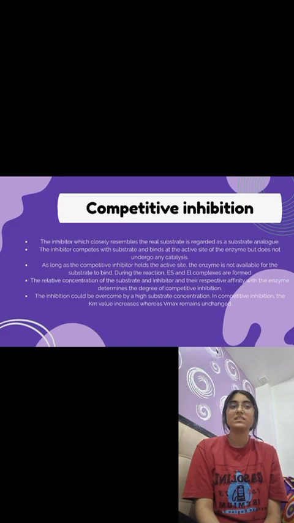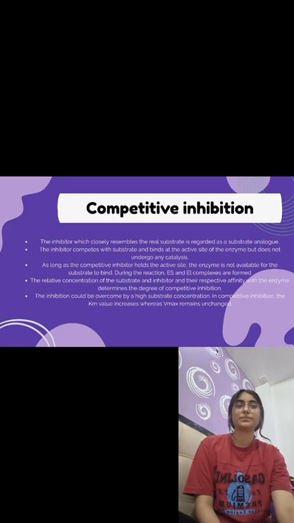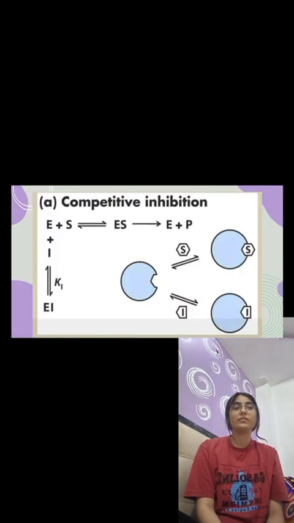During the reaction, ES and EI complexes are formed. The relative concentration of the substrate and inhibitor and their respective affinity with the enzyme determine the degree of competitive inhibition. The inhibition can be overcome by a high substrate concentration. In competitive inhibition, the Km value increases, whereas the Vmax value remains unchanged. The diagram for competitive inhibition.